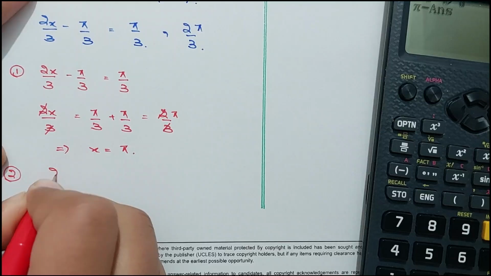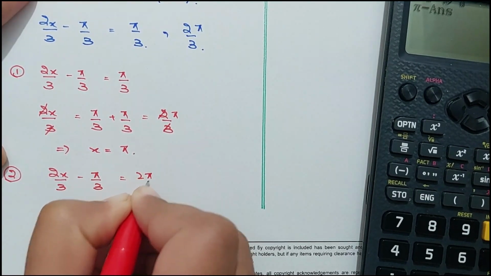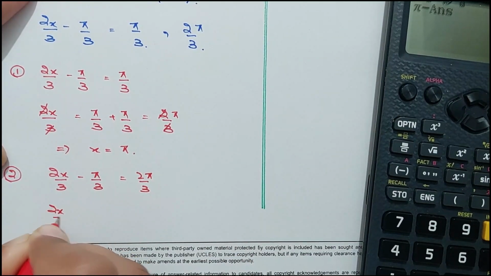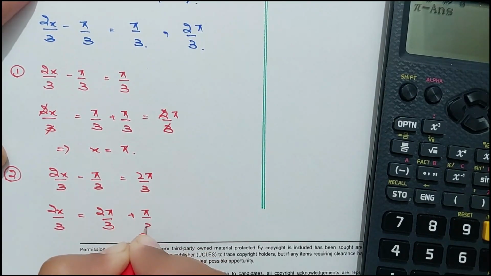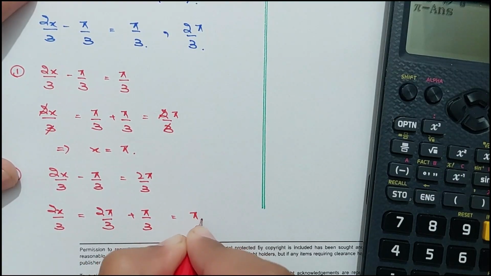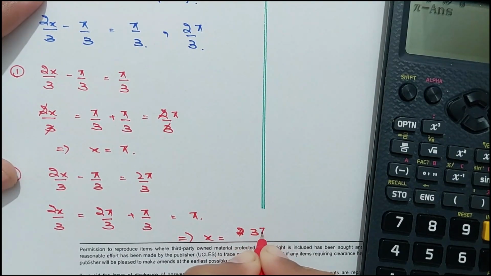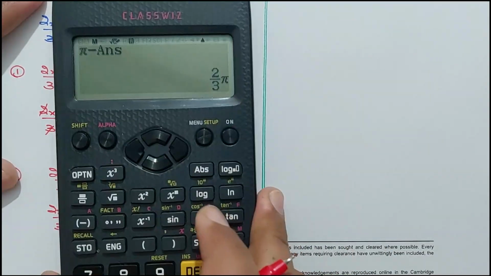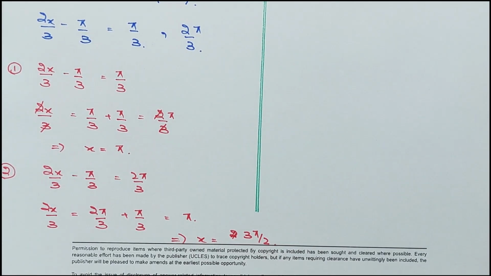The second solution is 2x over 3 minus pi by 3 equals 2 pi by 3. So 2x over 3 should be equal to 2 pi by 3 plus pi by 3. 2 by 3 plus 1 by 3 would be 3 by 3, which is just pi. And from here we can say x is equal to 3 pi by 2, the reciprocal. This also belongs to the range. 3 by 2 is 1.5 pi. Yes, it belongs. Okay, now let me work on the second one with the negative case.